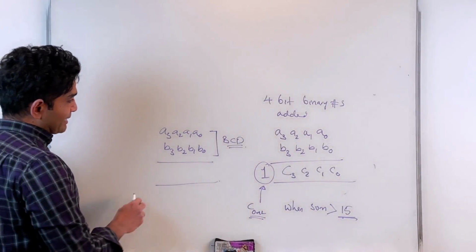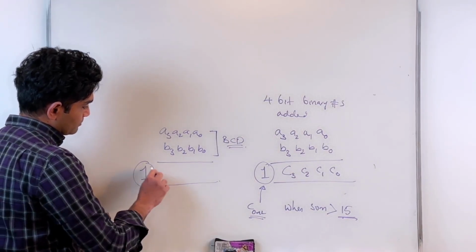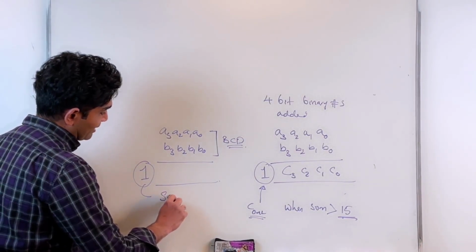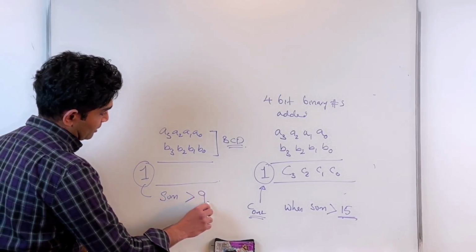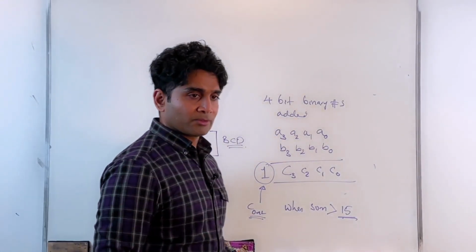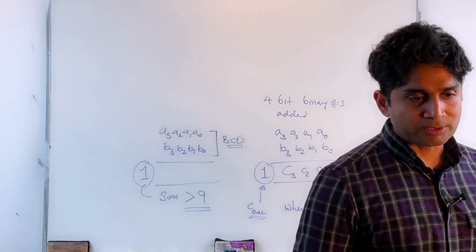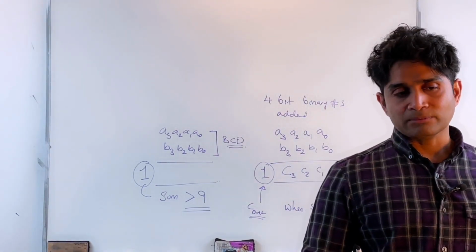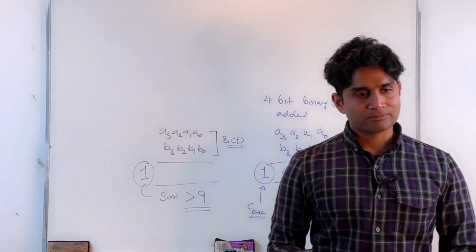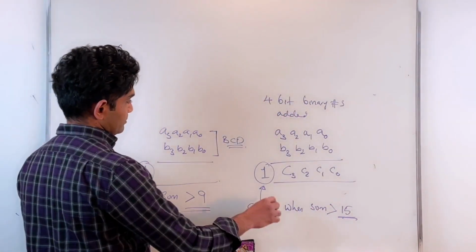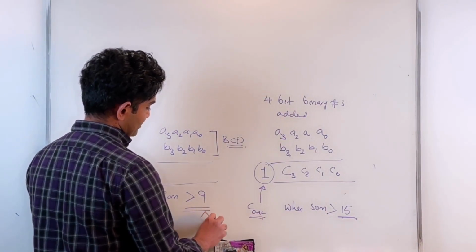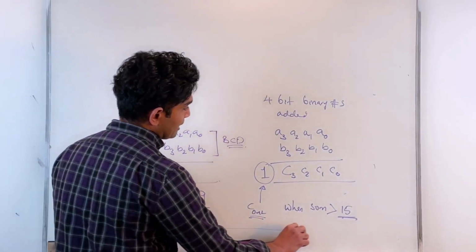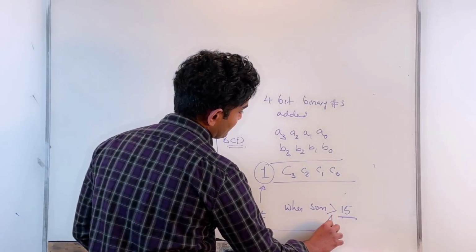I should be getting a carry out when my sum exceeds 9, right? That's how decimal addition works. In decimal, when you're doing decimal addition, I get a carry out every time my sum exceeds 9. So there's a discrepancy here. So sum exceeds 9, I should get a carry out. But here, I get a carry out only when the sum exceeds 15.